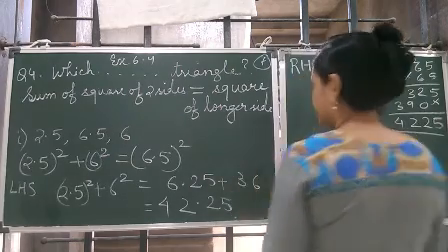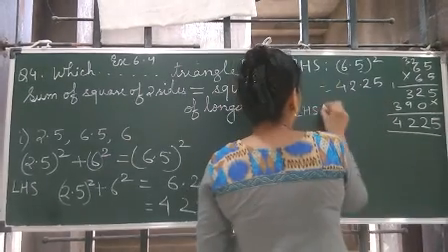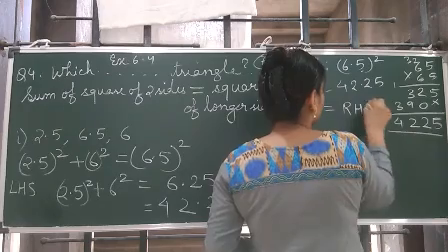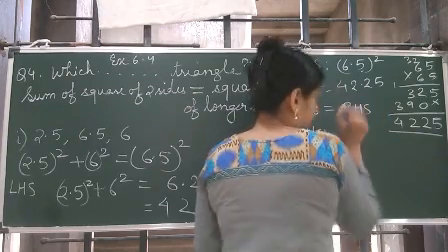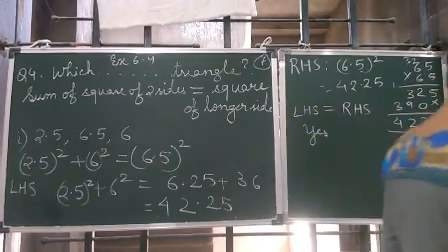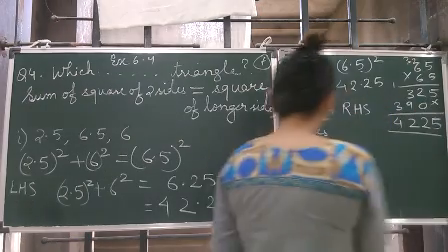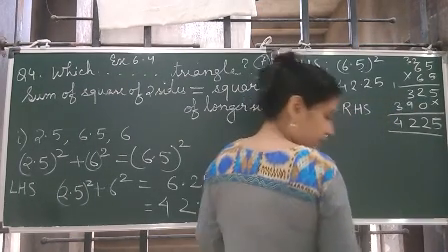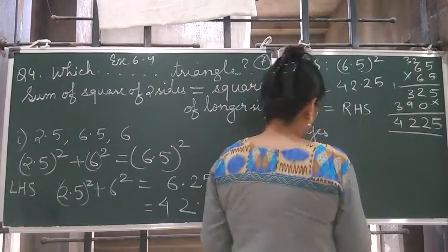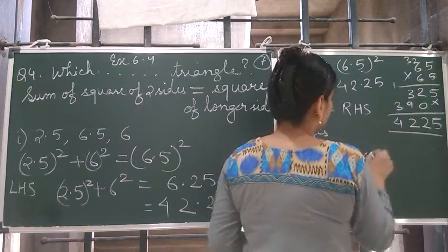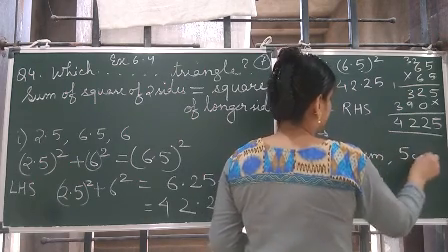So here we can say LHS is equal to RHS. Yes, LHS is equal to RHS. So answer will be yes. They can be the sides. Then we start with the second one. Second one is 2 centimeter, 2 centimeter and 5 centimeter.